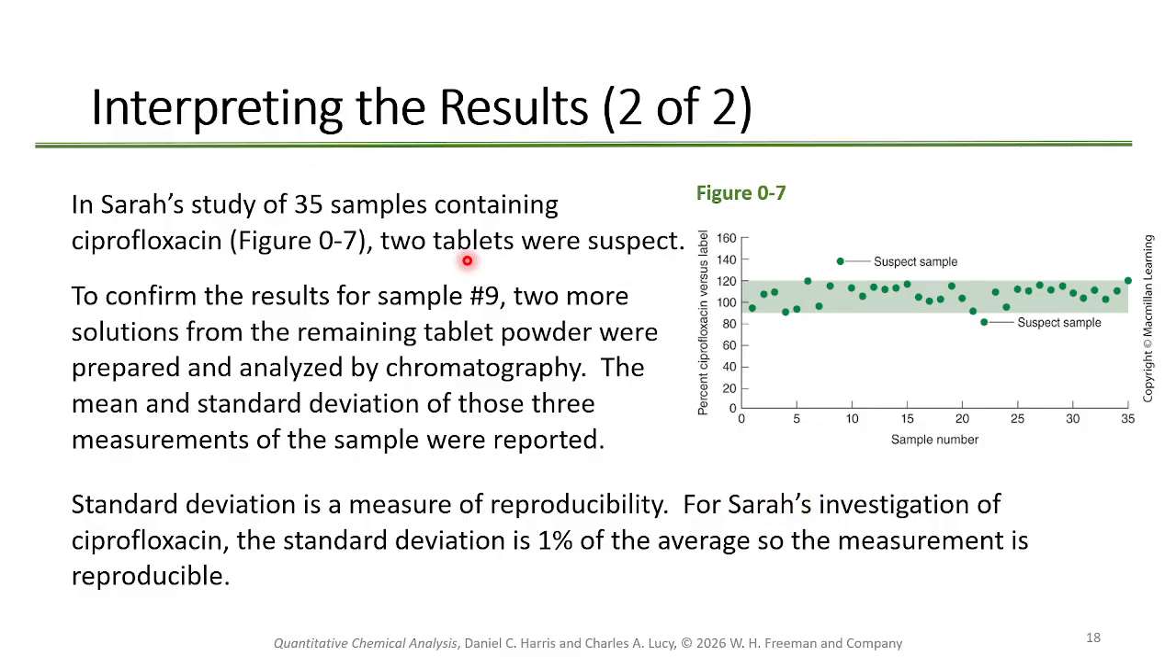Now, so Sarah's study here, 35 samples containing cycloflaxin. 2 tablets were suspect here. Notice they are considerably outside this range here, which is one of the things we'll talk about in the statistics chapter: how do you figure out which ones are outside the range. But essentially, this is something like a standard deviation or 2 standard deviation band right here around this average.